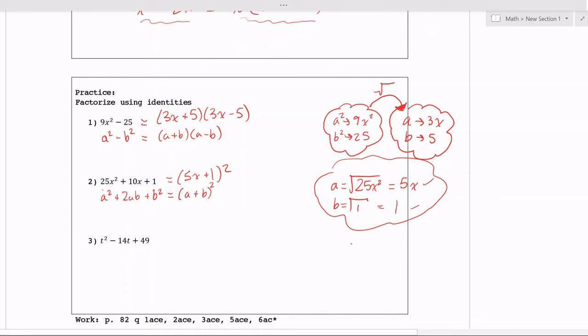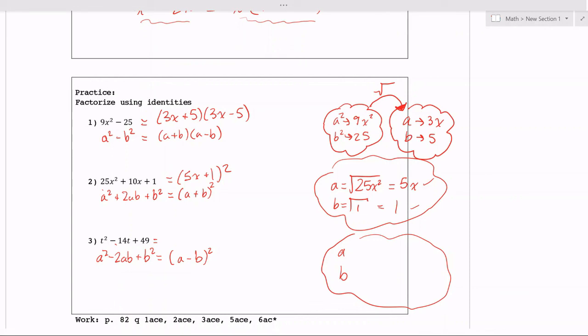Let's try another one down here. I need to find a and b. I should recognize which one of the identities I'm using. In this case, it's a squared minus 2ab plus b squared. I was able to tell that very easily because there's 3 terms and this one is negative. So you could be scrolling back and forth between your, oh wait, scrolling? You're on paper. Anyways, you could flip back and forth between the first page and this page and look at those identities just to get the idea.